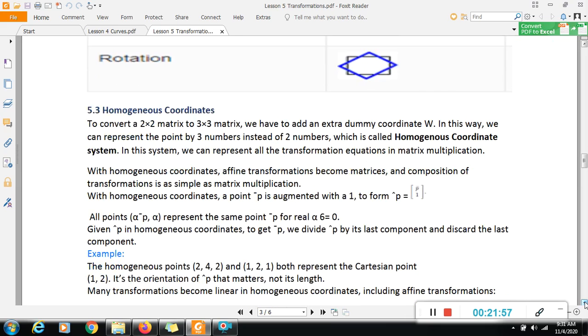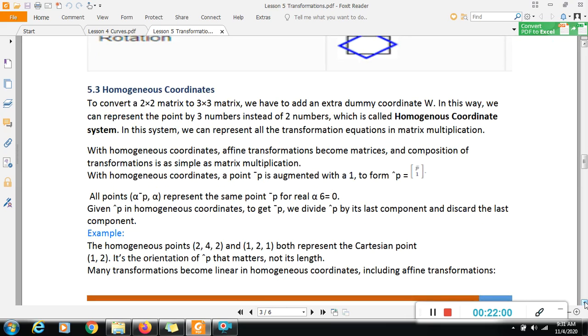Now, homogeneous coordinates. We go to the mathematical. With this, we illustrate mathematically how these transformations happen. To convert a 2 by 2 matrix to a 3 by 3 matrix, we have to add an extra dummy coordinate, let's say W. In this way, we can represent the point by 3 numbers instead of 2 numbers. This is called the homogeneous coordinate system. In this system, we can represent all transformation equations in matrix multiplication. With homogeneous coordinates, affine transformations become matrices, and composition of transformations is as simple as matrix multiplication.